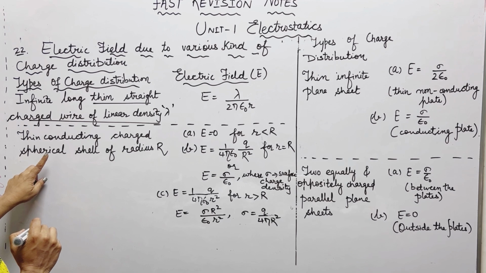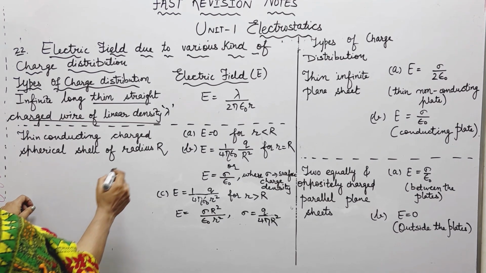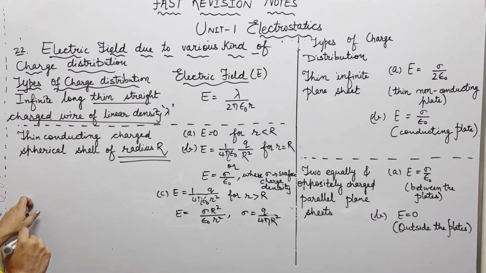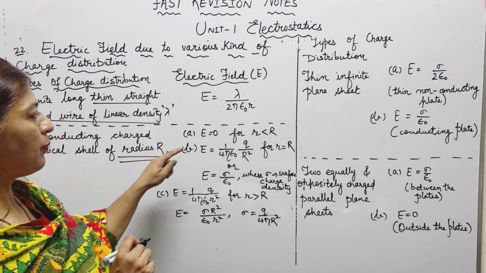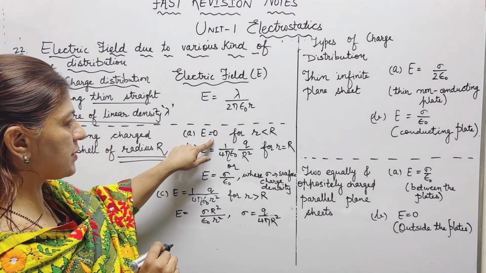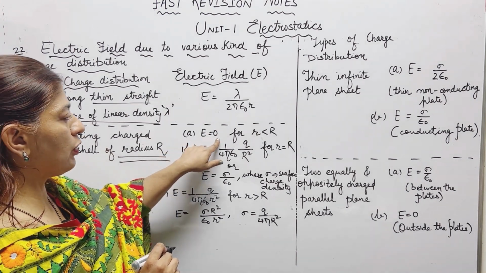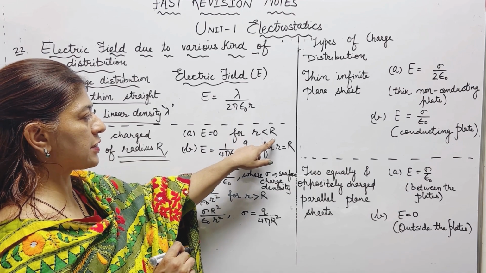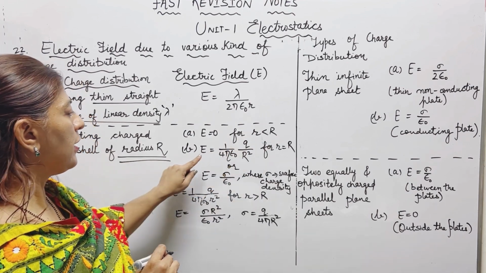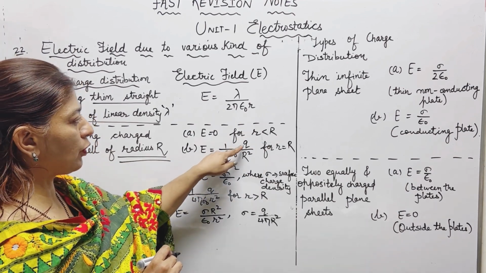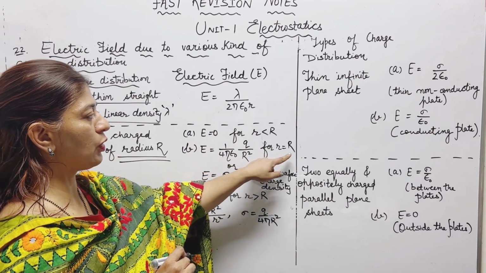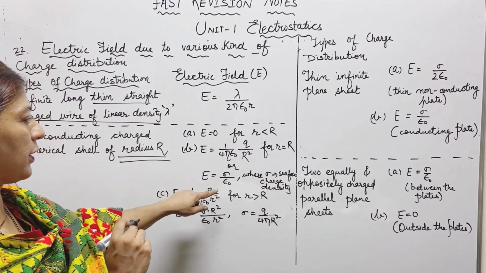For a thin conducting charged spherical shell of radius R, if the point we are studying lies inside, then E will be equal to 0 for distance less than the radius. It is equal to 1 by 4 pi epsilon naught q by r square for r equal to R, when it is lying on the surface.